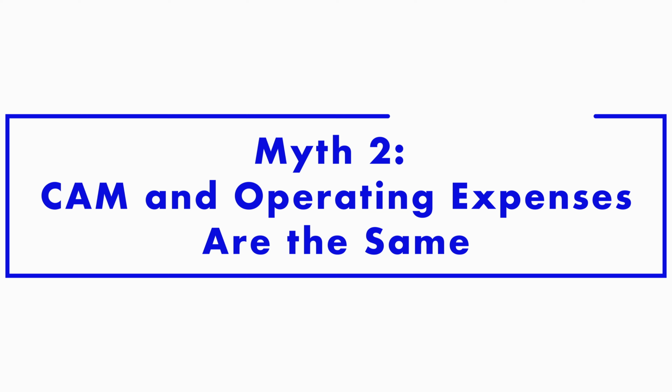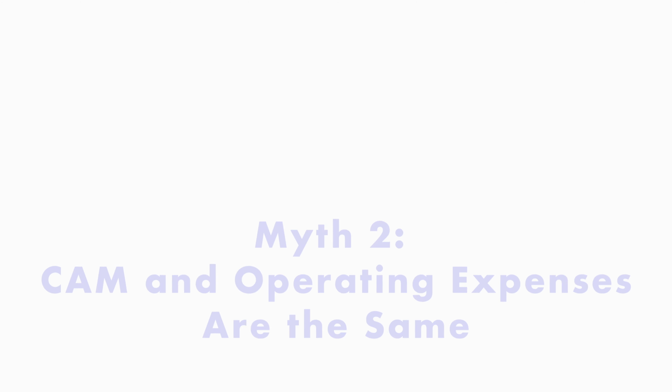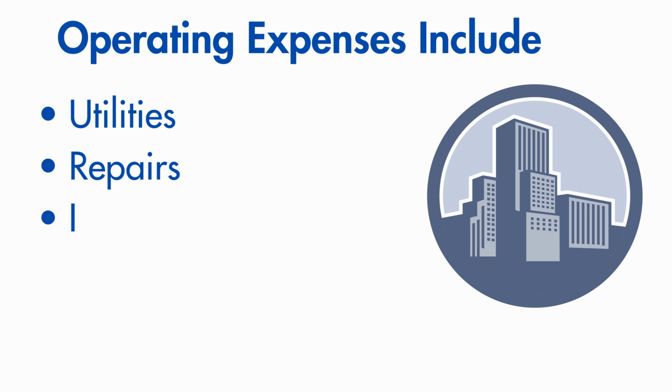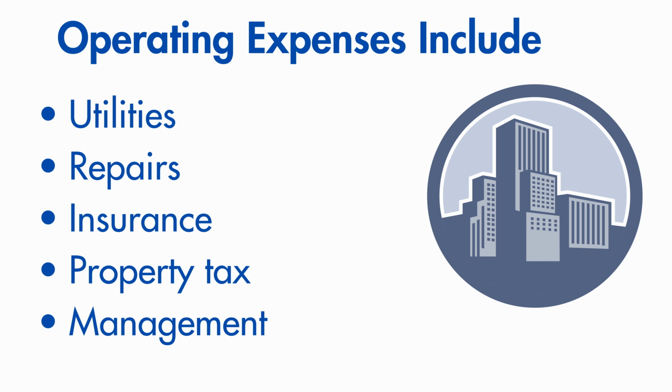Myth number 2, CAM and operating expenses are the same. Now let's differentiate CAM from operating expenses. Operating expenses cover the building's overall operations, including utilities, repairs, insurance, and more. On the other hand, CAM applies specifically to shared common spaces, so they are not the same thing.